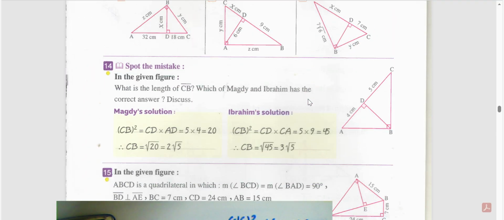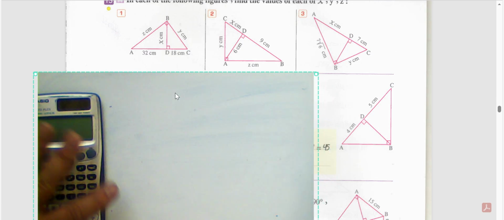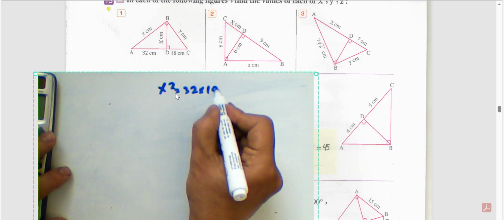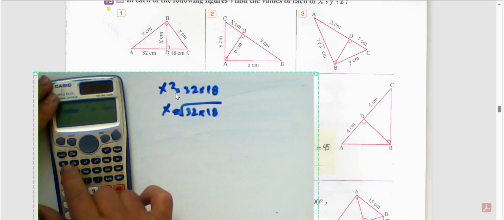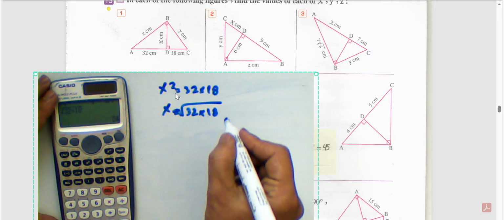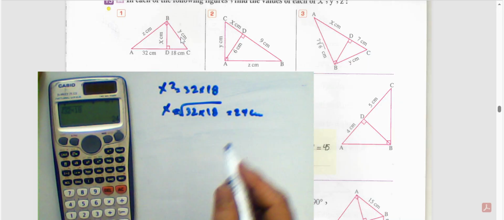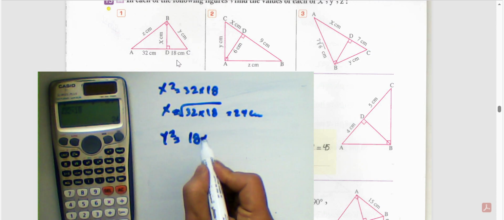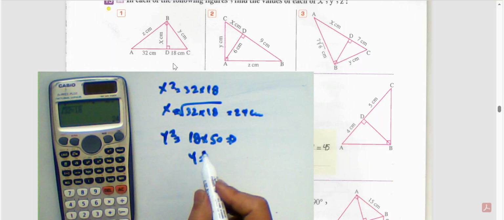Next question down here, we want to find x and y and z. We can find x first. X power 2 equals 32 times 18, then x equals square root of 32 times 18. The result is 24 centimeters, the value of x. We can find y also. We know y power 2 equals projection 18, and 18 plus 32 is 50. Then y equals square root of 18 times 50.